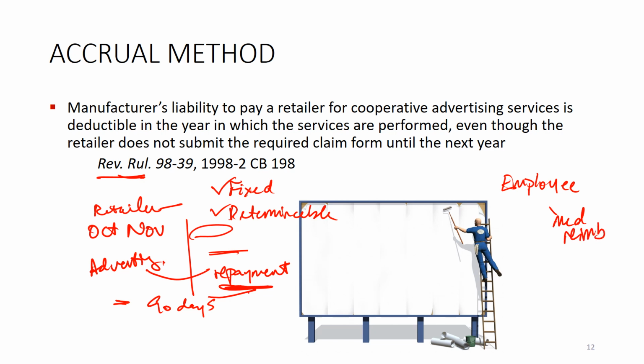An employee often forgets. It's like those rebates on stuff you go out and you buy in the store. Sometimes you do submit them, sometimes you don't. So there's not absolute certainty here with the employee asking for their reimbursement of their medical. When you're dealing with a retailer, there was absolute certainty that they would ask for a reimbursement. And so the deduction was allowed in the year the advertising occurred, even though it was only paid by the manufacturer in the subsequent year.